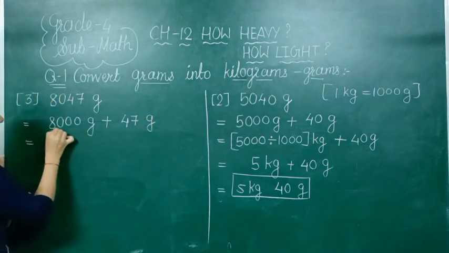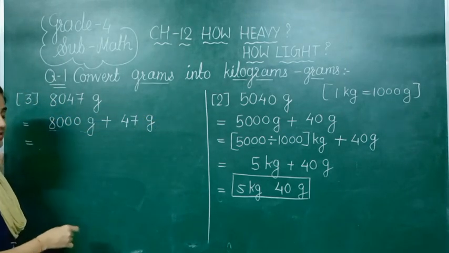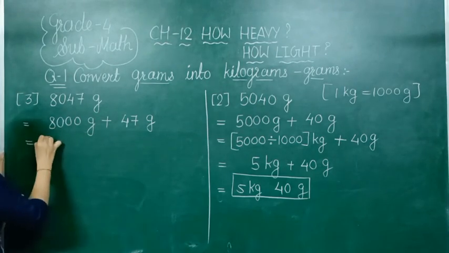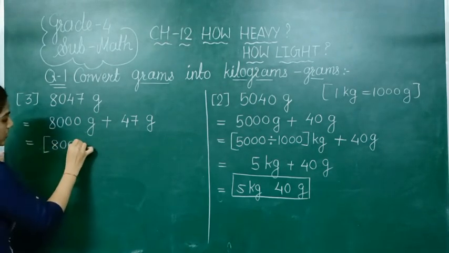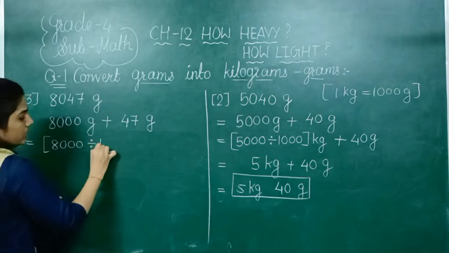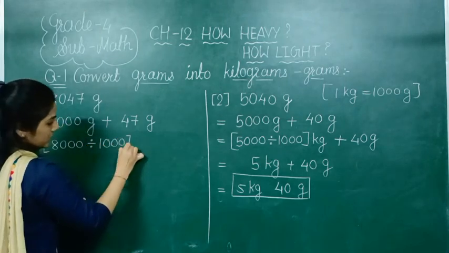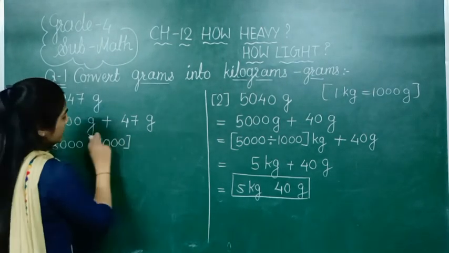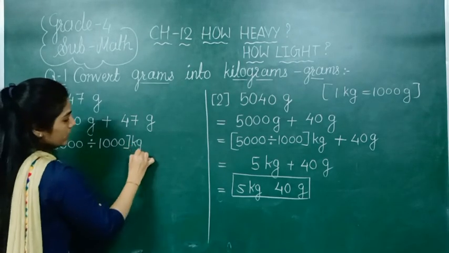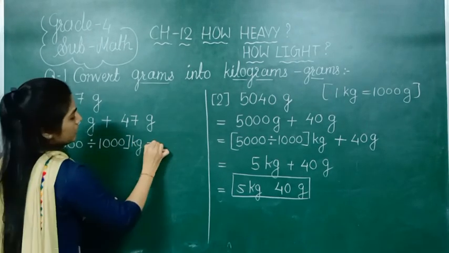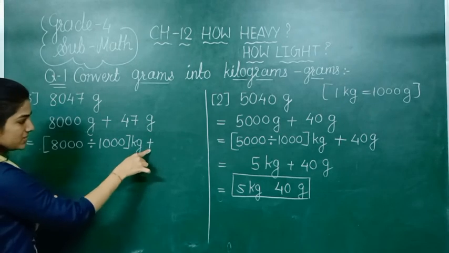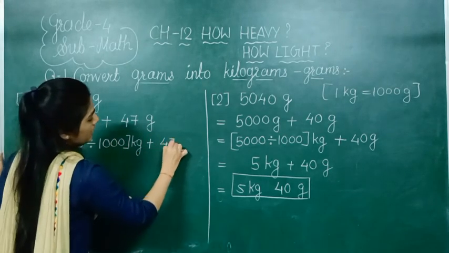Now this 8000 we will convert into kg. So 8000, division sign, divided by 1000, and remove this gram and put the kilogram unit backside. Put this plus sign the same as it is, and 47 will be copied.